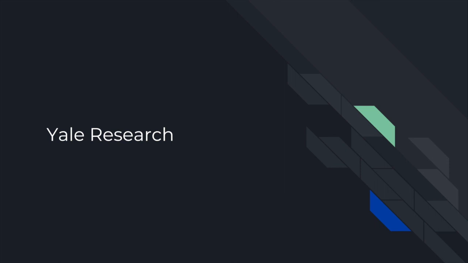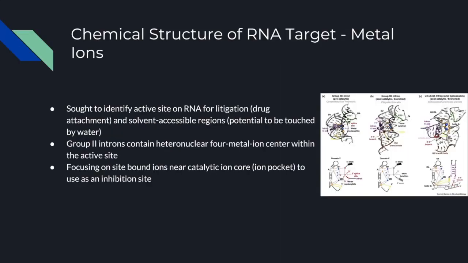The researchers specifically set out to find a small molecule drug that would ligand to group 2 introns, large self-splicing ribozymes that are found in the mitochondrial genomes of plants, fungi, and yeasts. The researchers specifically sought to identify an area on the active site of the RNA, the area that actually catalyzes reactions, that could be used for viable drug attachment and was solvent accessible, which means hydrophilic. Metal ions proved to be the answer.